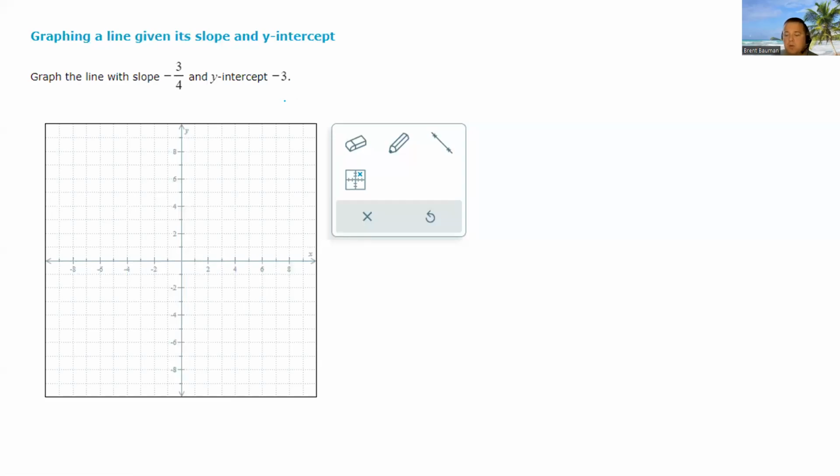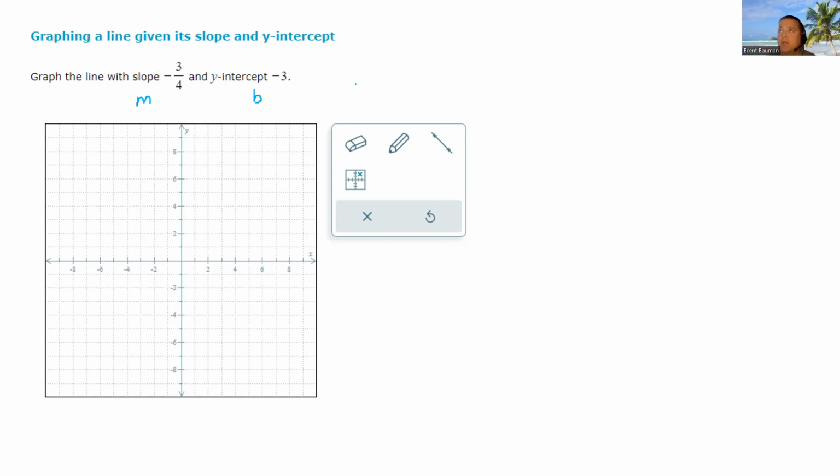Hello, class. I wanted to go ahead and go over another linear equation with graphing. So this time we're graphing a line given its slope and y-intercept. So we're just given the parts this time. The slope, remember, is your m, and the y-intercept is your b.